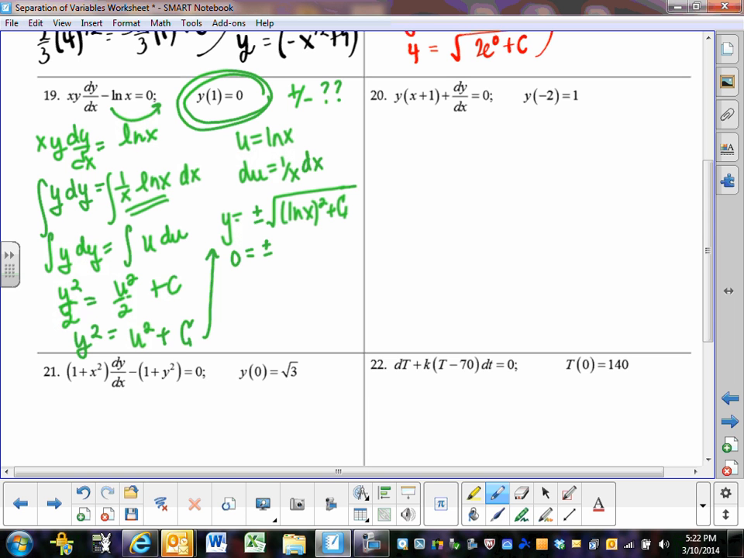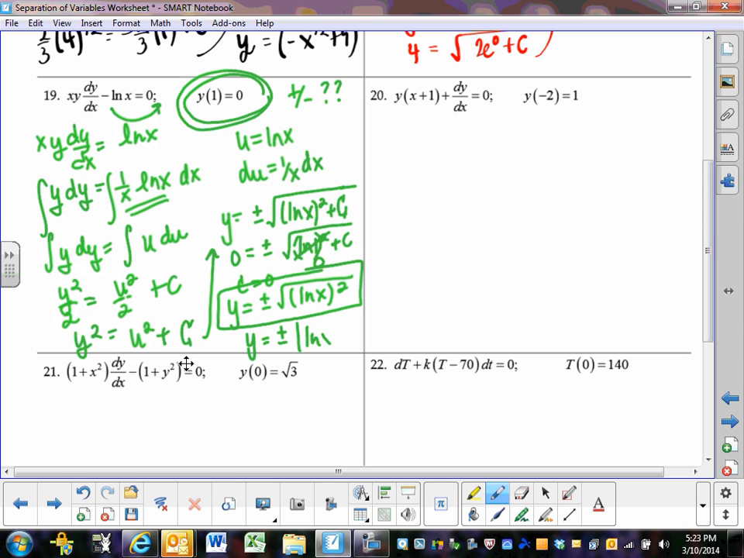Okay, for the next problem, cross multiplying, I have y dy equals e to the x dx. So y squared over 2 equals e to the x plus c. So y squared equals 2e to the x plus bigger C. So y is technically plus or minus the square root of 2e to the x plus some constant.